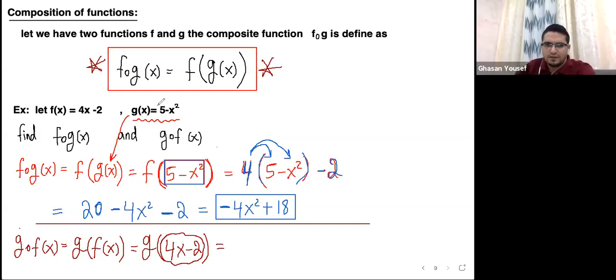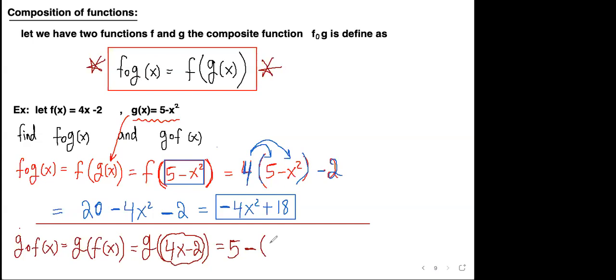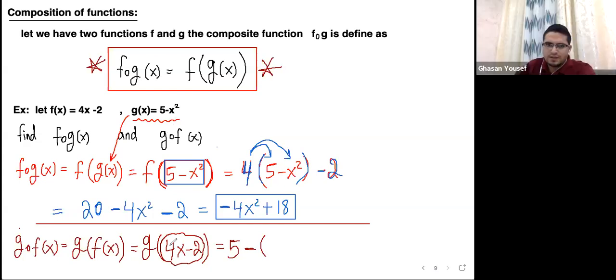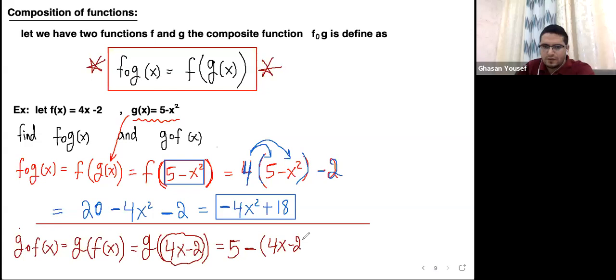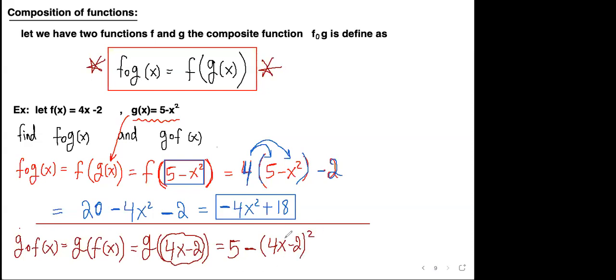What do I get? This is one piece. Put it here inside. Substitute it inside. I will get 5 minus what? 5 minus x squared. But for x squared, I have to plug these things inside the x squared. Right, 4x minus 2, squared.